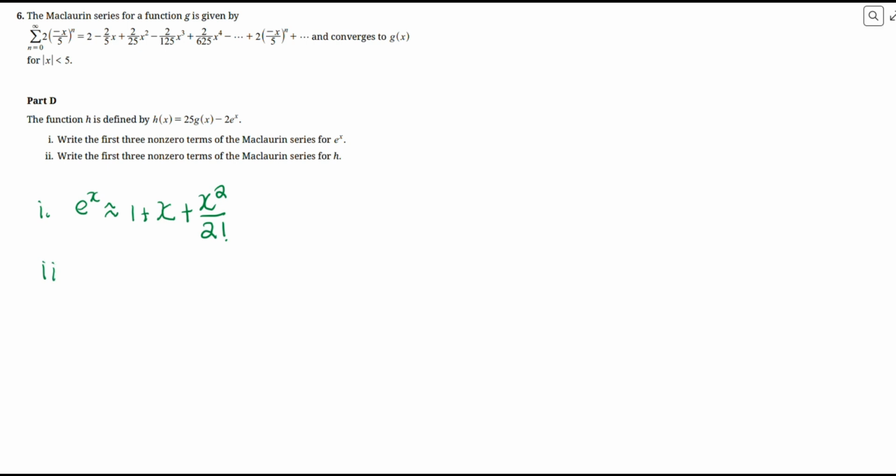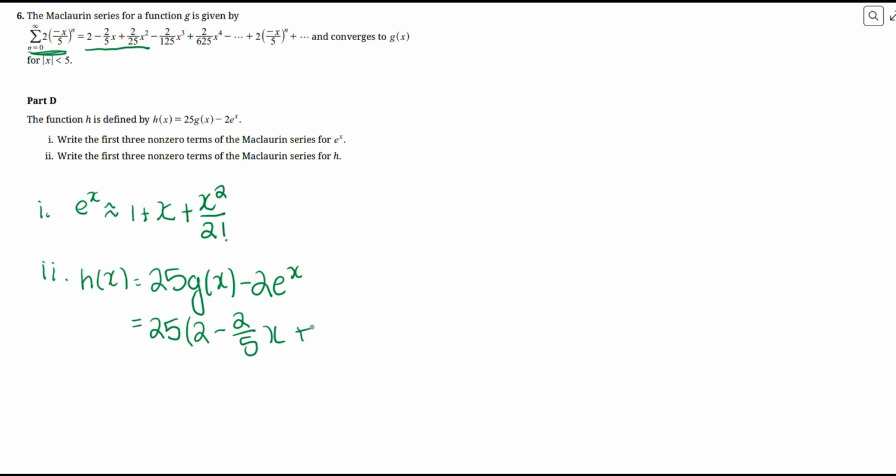Now part 2 asks us to write the first three non-zero terms of the Maclaurin series for h. Now h of x equals, as they stated, 25 g of x minus 2 e to the x, okay? Now 25. What is the first three non-zero terms of g of x? Well, it's actually just these three terms because this actually converges. This converges to g of x.